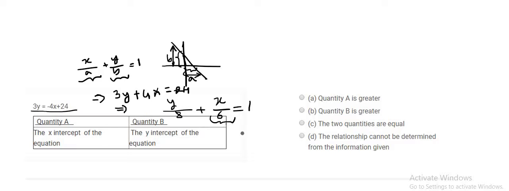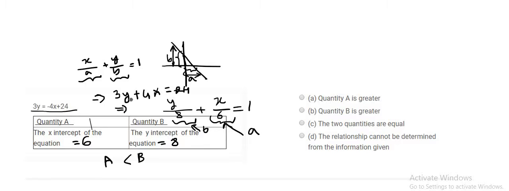So this is actually A, which means the x-intercept. So the x-intercept here is 6. Similarly, this part is B, that is the y-intercept, which is 8. So from here we can see that quantity B is greater than quantity A.